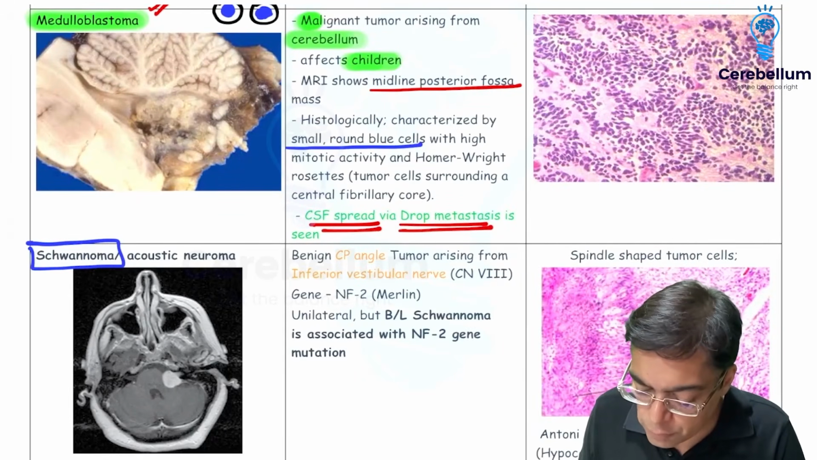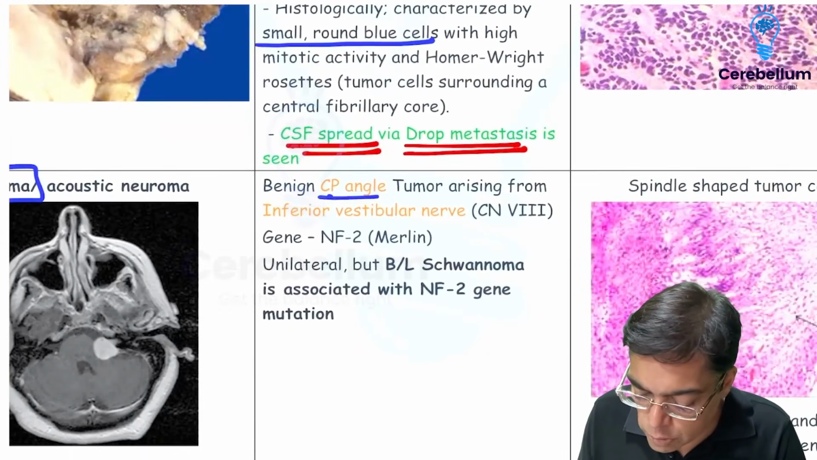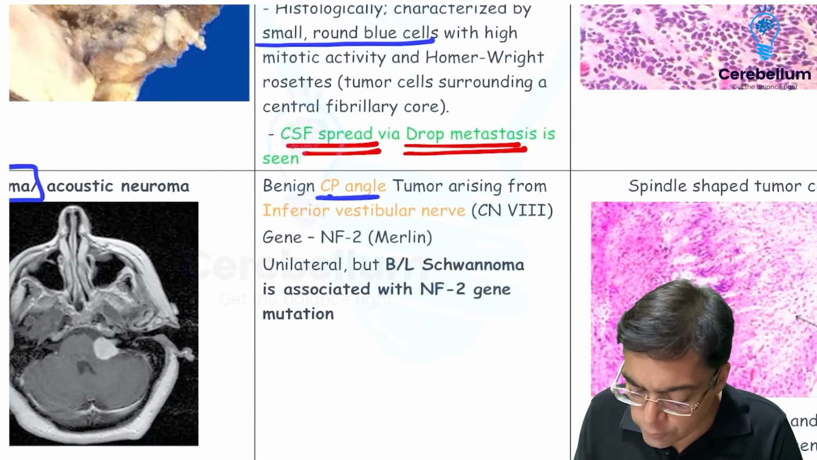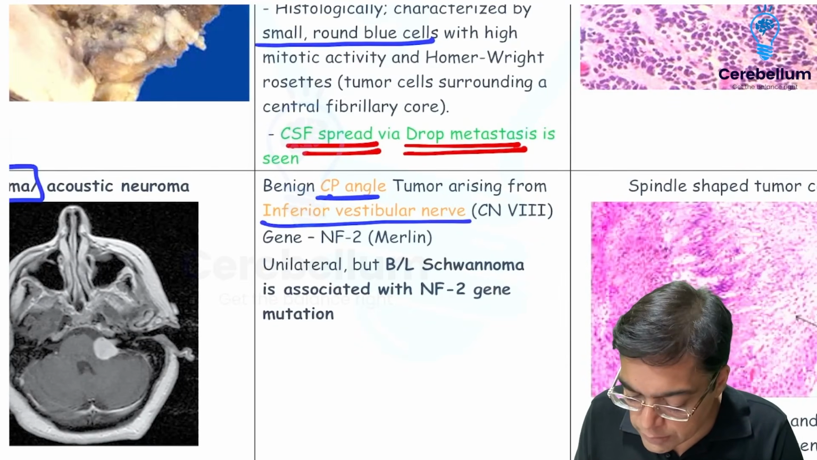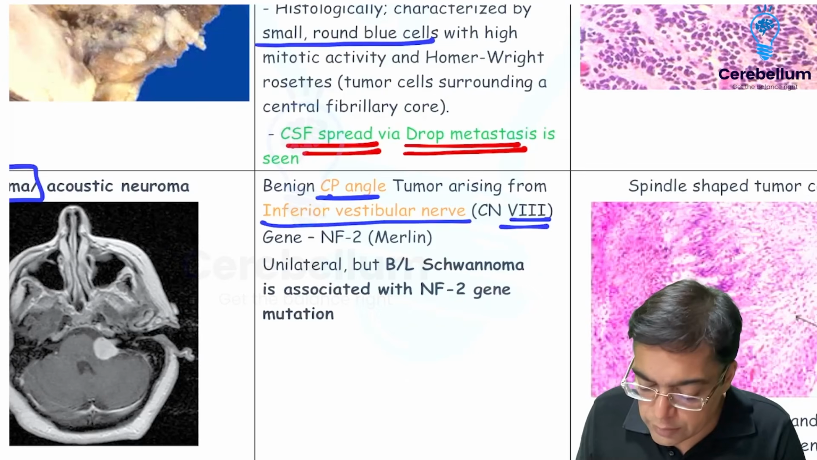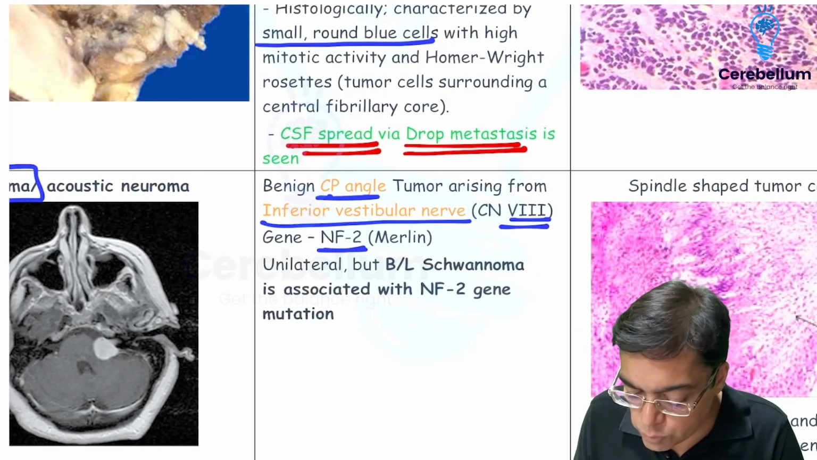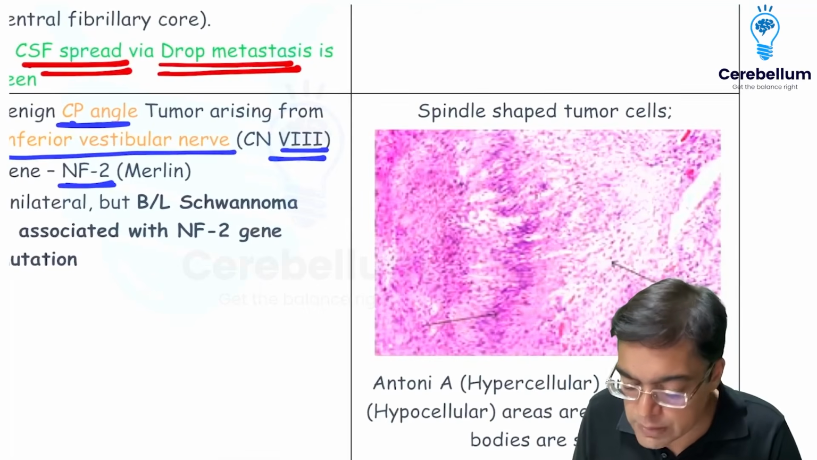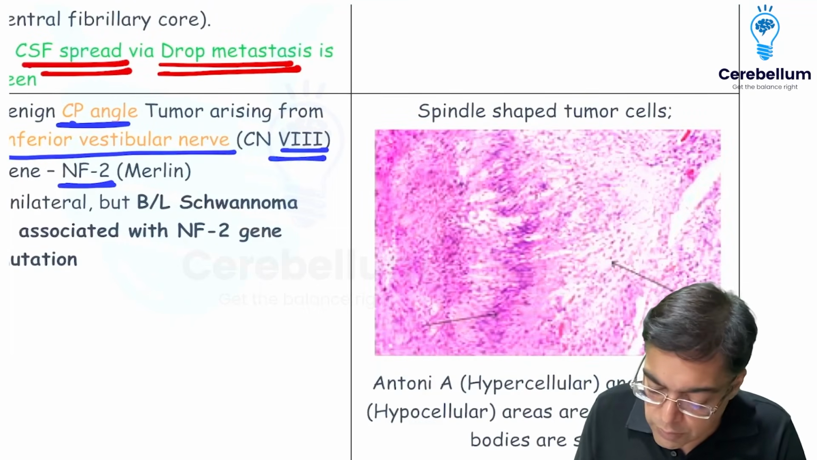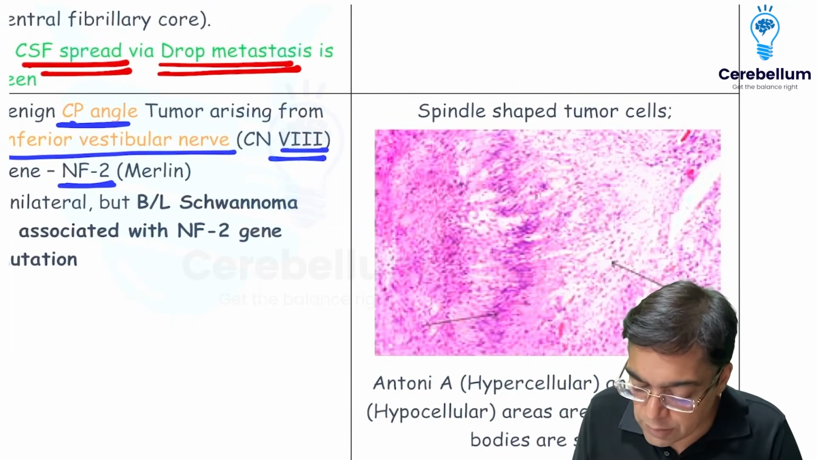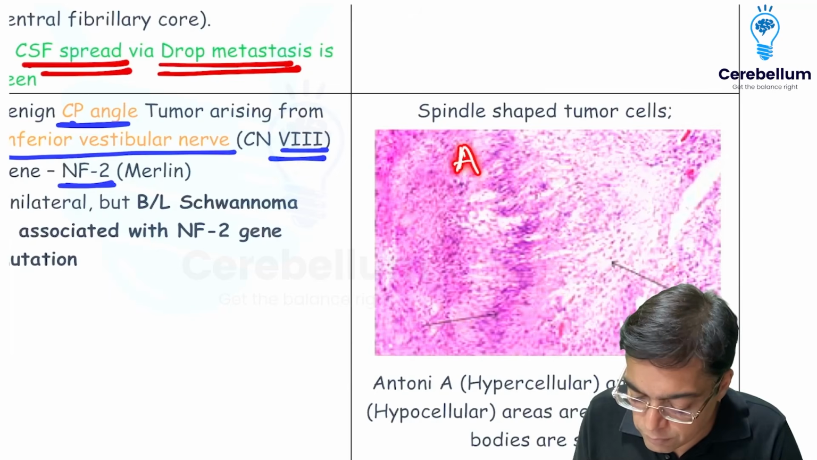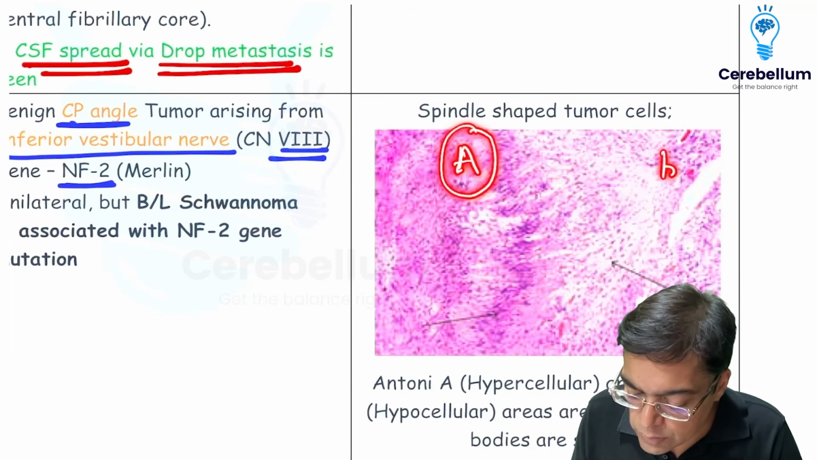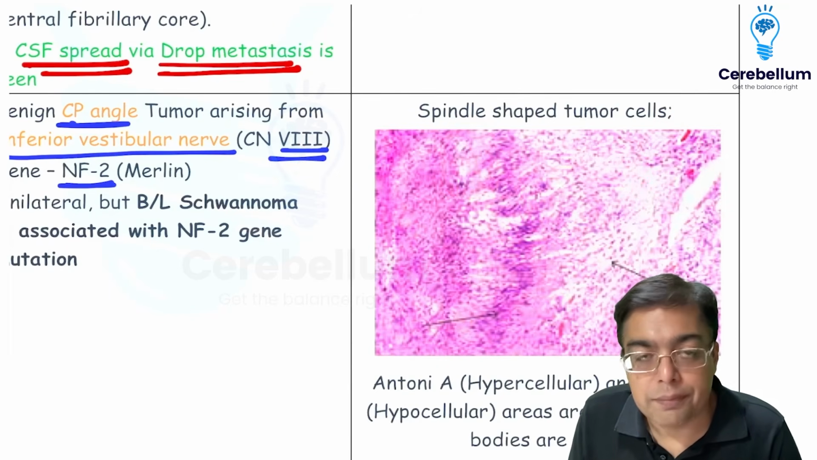Schwannoma is an example of a tumor which is arising from the cerebellopontine angle. It quite commonly arises from the inferior vestibular nerve, that is the 8th cranial nerve, and you can be having its association with the NF2 gene. At a microscopic level, you are having the presence of spindle-shaped tumor cells. There could be an area where the number of tumor cells is going to be more, so that's given the name of an Antoni A area. And there could be a less cellular area which is given the name of Antoni B area.